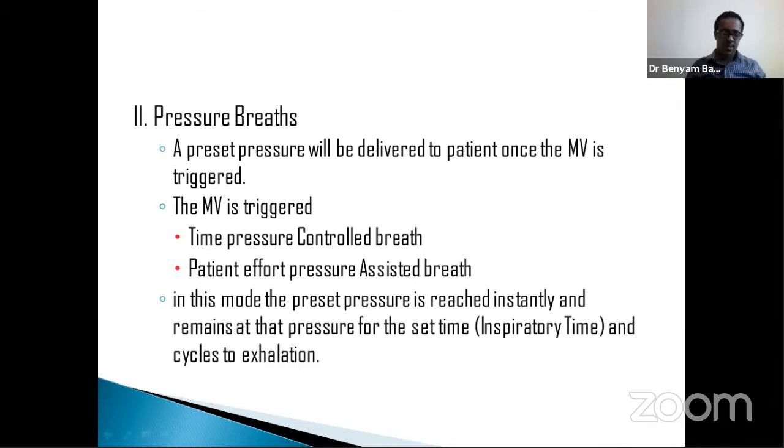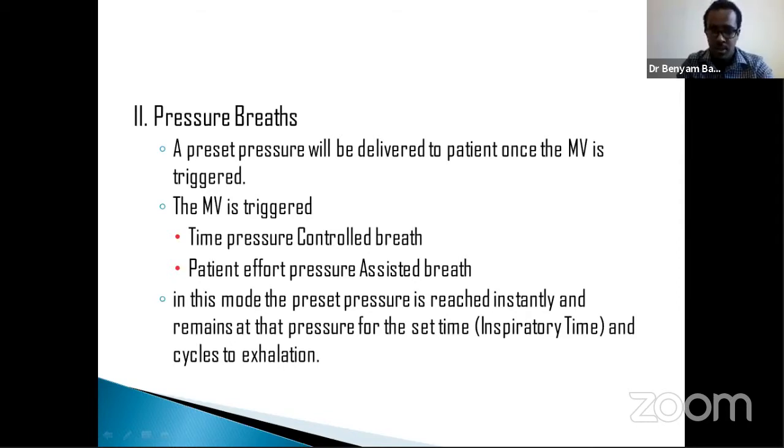So we have discussed volume breaths, the delivery of breaths via volume. The second way of delivering a breath is by a pressure breath. In a pressure breath, as the name states, compared with the previous volume breath, the preset pressure will be delivered once the mechanical ventilator is triggered. It could be triggered, as we mentioned earlier, by time-controlled breaths or patient effort-assisted breaths.